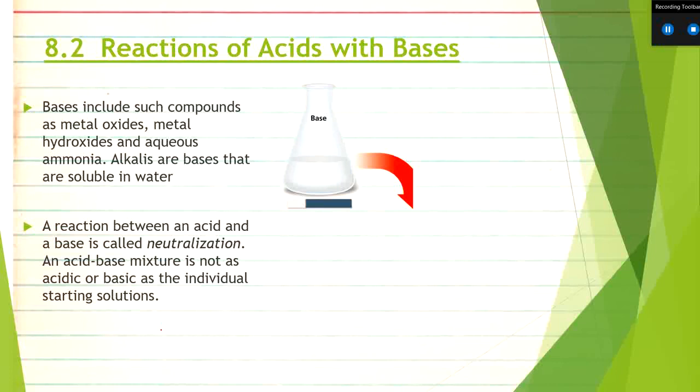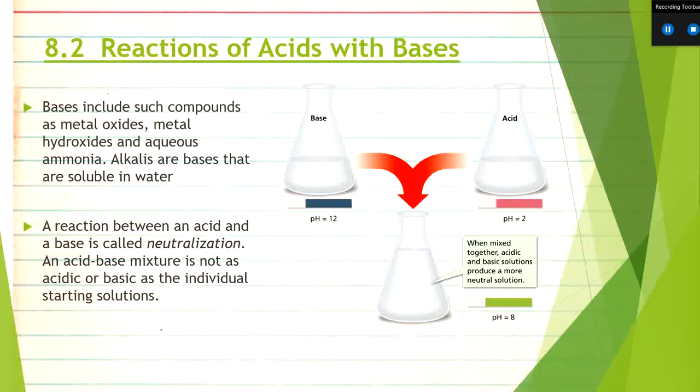Okay, a reaction between an acid and a base, we call it neutralization, so the resulting solution becomes more neutral than the initial one. So for example, if we take this base here and we add in some acid, so a base of pH 12, an acid of pH 2, we mix them together, we get a pH 8. Okay, so it's important to note that a neutralization reaction does not create a neutral solution. It's not necessarily going to be a pH of 7. The resulting solution will just be more neutral than the individual acid and base solutions before being mixed.